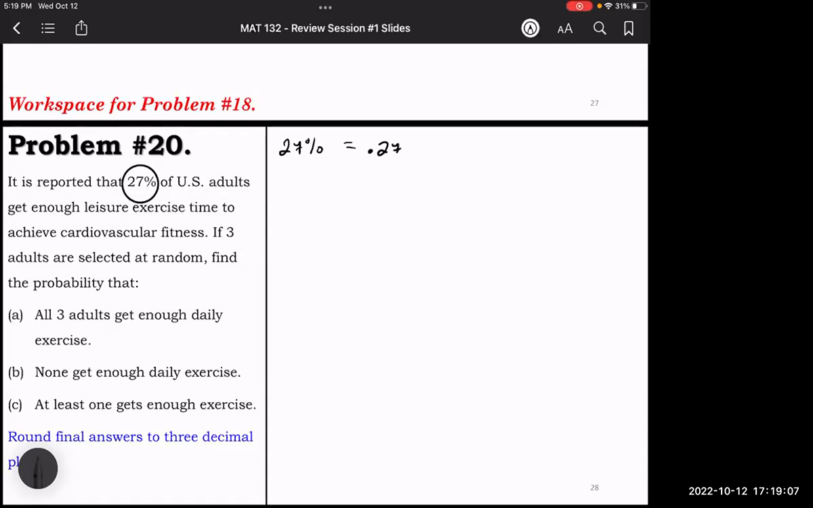Wait, that allows me to do this? Oh, that's kind of cool. I didn't know I could do that. I didn't know that I could touch the screen and do all that stuff.